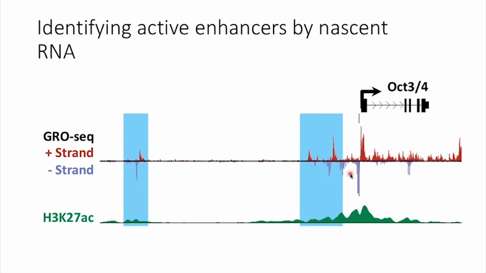In this region, just upstream of OCT4, we have two previously identified enhancers that are expressed in embryonic stem cells, highlighted in blue. And you'll notice that at each of these enhancers, you have this very typical bidirectional expression pattern detected by GRO-seq. And these overlap peaks that we see in H3K27 acetylation.